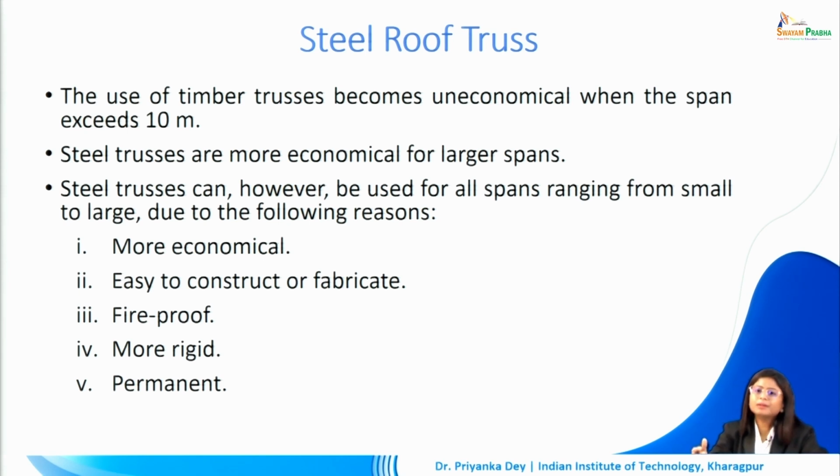Now steel becomes more economical as well as preferable to timber for several reasons, not just from the span point of view, but it is also easier to construct or fabricate based on the angles and channels which are available. We can use those members very easily. They are fireproof as opposed to a timber trussed roof. Obviously timber will be far more inflammable as compared to steel roof trusses. It is far more rigid and more permanent in nature. So from the durability point of view, it will be expected to last longer.